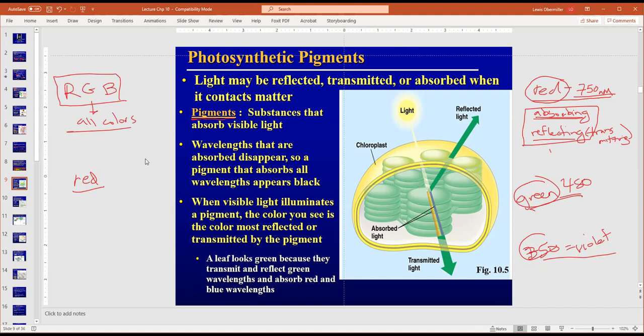So here's the question. Plants are green, right? Are they absorbing green? No. Then that means that they're not using green as an energy source. What are they using as an energy source? All the other colors. Exactly. Now, if plants used all of the available energy from light, then what color would they be? Black.